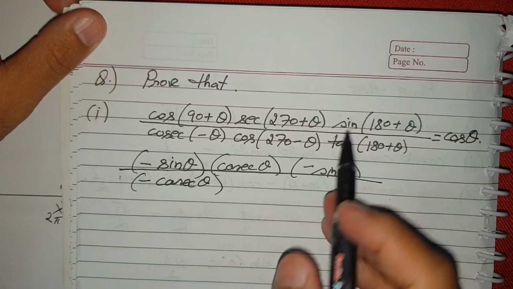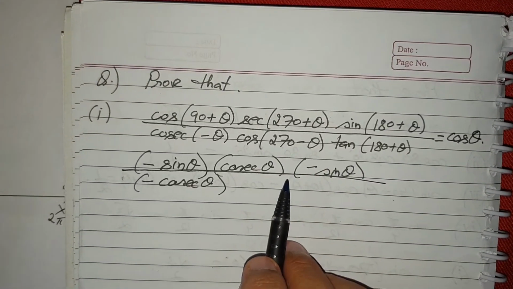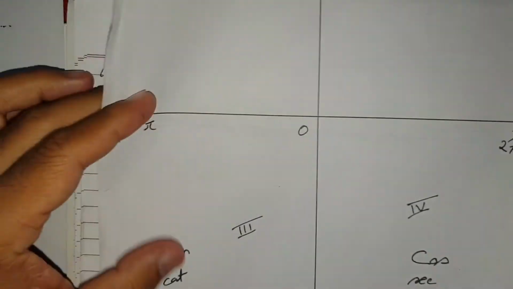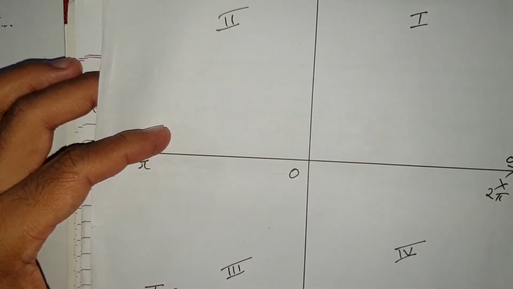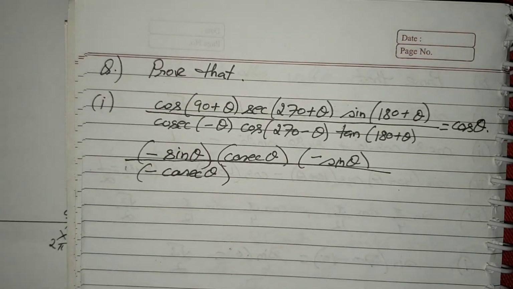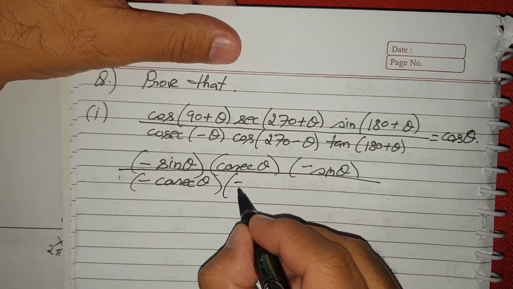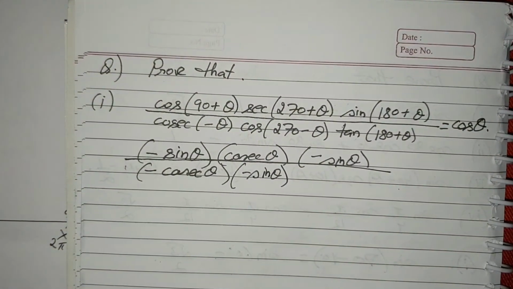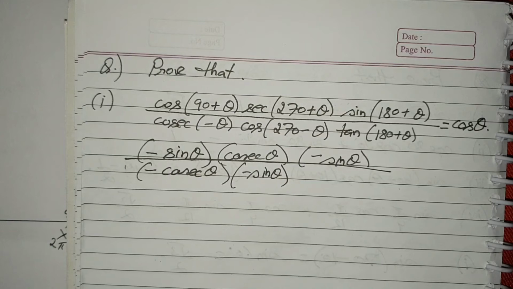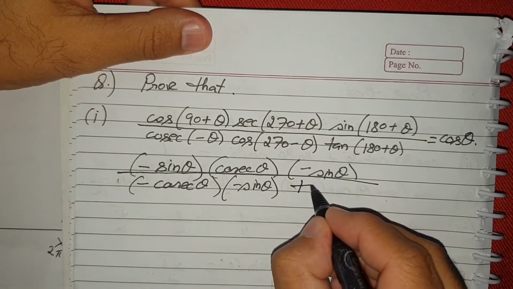Cos 270 minus theta. Now this is 270, the cos will change to sine. But 270 minus theta is in the third quadrant. So what will happen? Cos will change to sine, negative sine. Minus sine theta. Tan 180 plus theta. 180 plus theta is in the third quadrant. This is 180, so tan will remain tan theta.